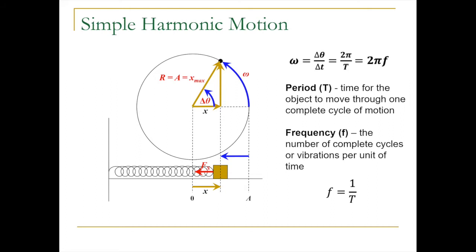So we can begin to formalize some of these quantities by reminding ourselves that omega, the angular velocity, is equal to the change in angle over the change in time. Well, if we do one full cycle, that would be a total angle of 2 pi radians. And the time that it takes to do this cycle, we're going to define as the period, capital T.